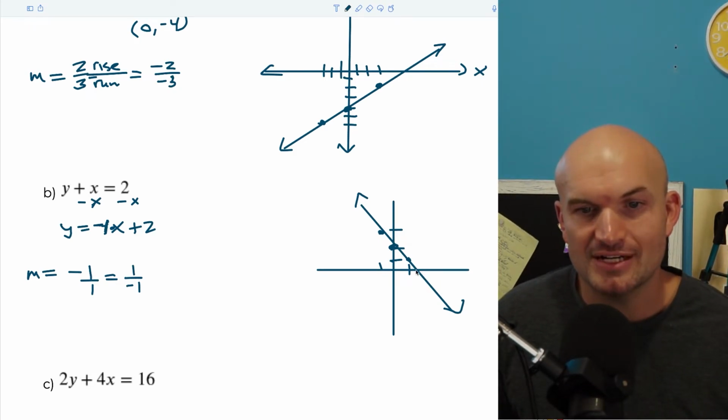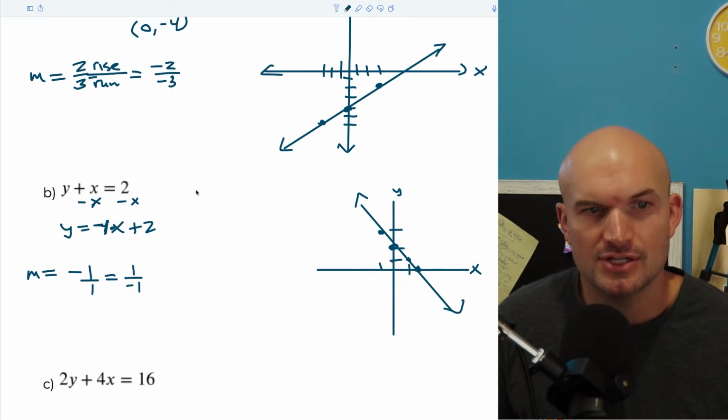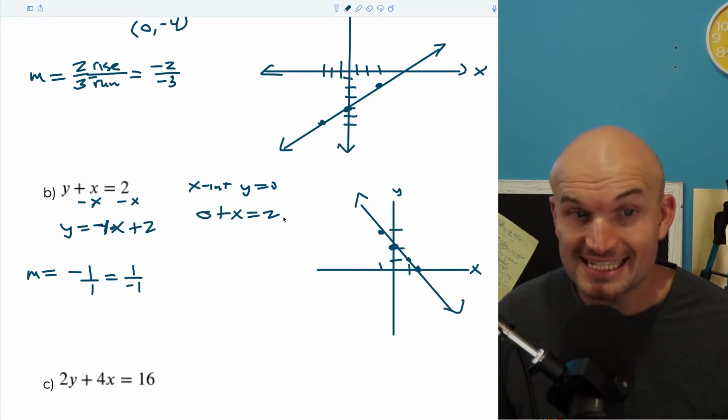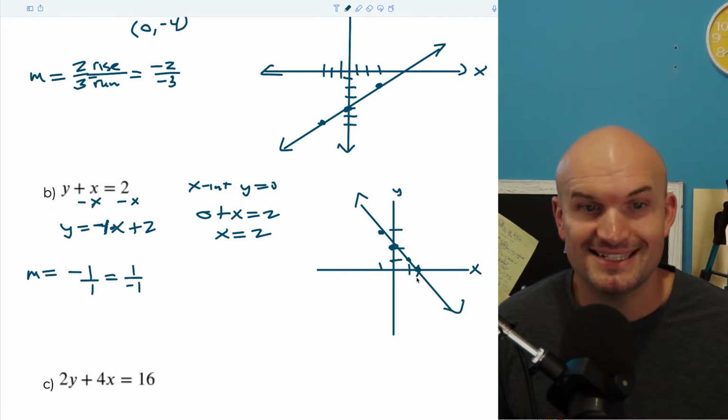So remember the x-intercept, right? Wherever the graph crosses the x-axis, if you look at the y number line, y is going to equal 0. So what is that value? So for the x-intercept, y is equal to 0. If you put a 0 in for y, it's going to be 0 plus x equals 2. Well, then the x-intercept is going to be x equals 2. So therefore, that'd be the second tick right there.